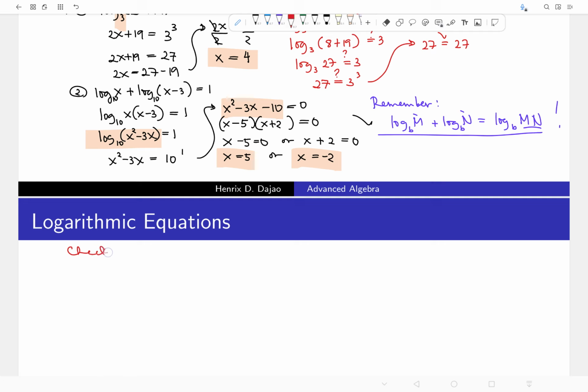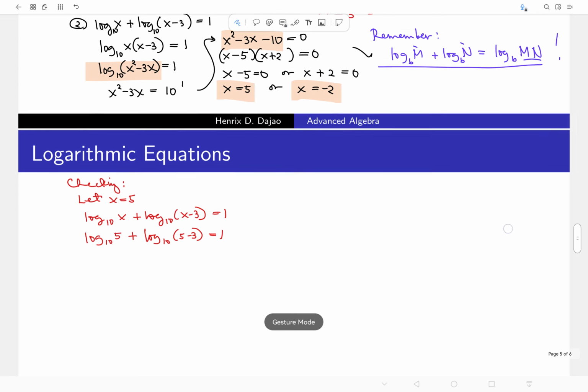Okay, let's do the checking. Of course, we will try one value. Let's say x equals 5, and then we write the original equation. That's log base 10 of x plus logarithm of quantity x minus 3 with base 10 equals 1. So just simply substitute. That's log 10 of 5 plus logarithm of 10, 5 minus 3, that's equal to 1.